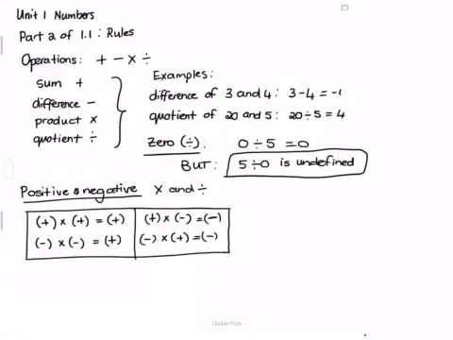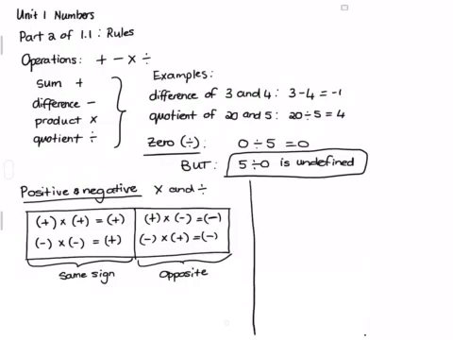Right, so what does the rule say? If I have two numbers of the same sign, they will multiply or divide to a positive. Two numbers of opposite signs will multiply or divide to a negative. Very important that you know these. Again, once you get to variables, that's when you really need to know these rules.